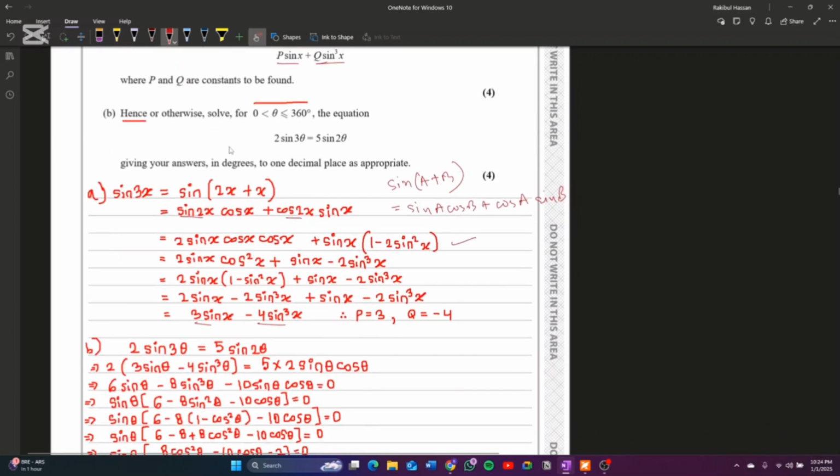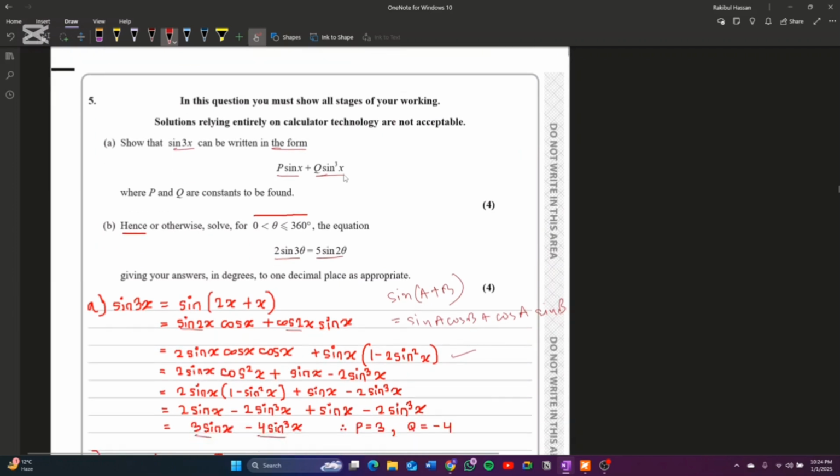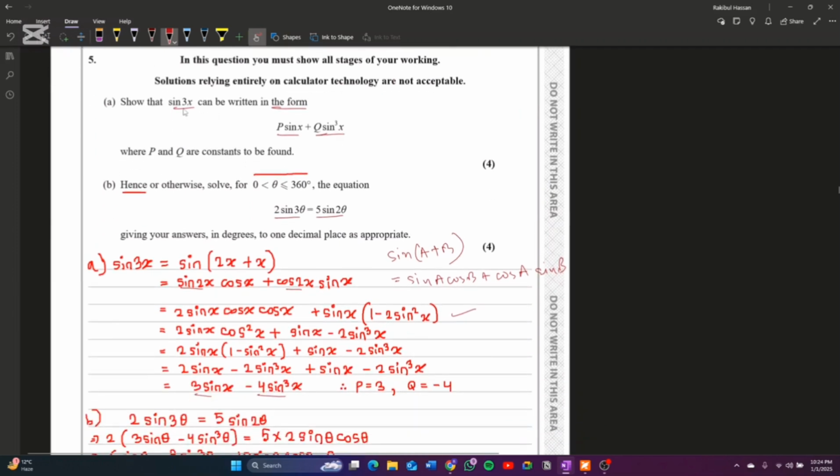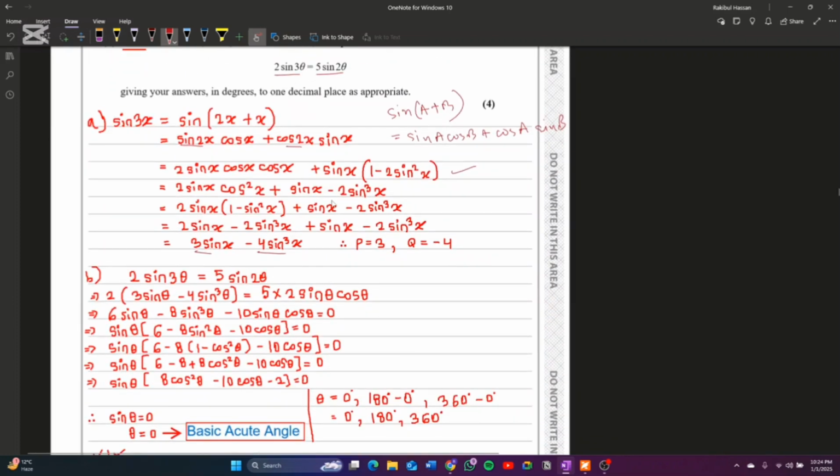Now B, hence or otherwise solve this equation: 2 sine 3 theta equals 5 sine 2 theta. We have already found that sine 3 theta, or sine 3x, can be written in this form. We can use this form to solve the next question. So 2 sine 3 theta can be written as 2 times 3 sine theta minus 4 sine cube theta, and this equals 5 times 2 sine theta cos theta, just breaking down sine 2 theta here.